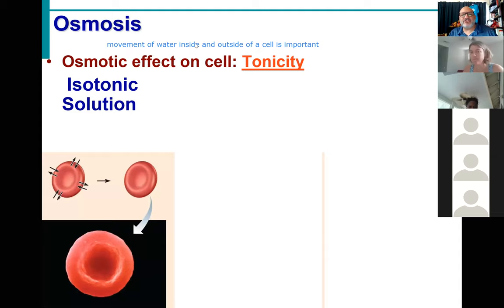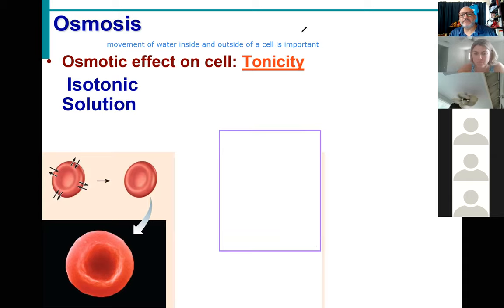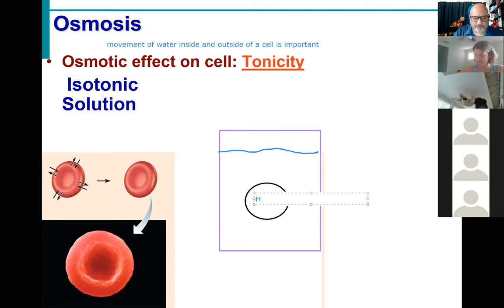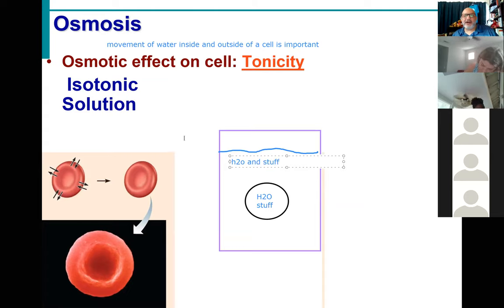In that case, and again, let's cheat and draw our pitcher. Here's our pitcher. Here's our water. And here is our cell. Our cell, as we know, has water and stuff inside of it, a certain amount of stuff. And ideally, we want to have it surrounded by water and stuff that is the same amount. If we have the same amount of water and the same amount of stuff, both inside and outside, we get an even movement of the materials.